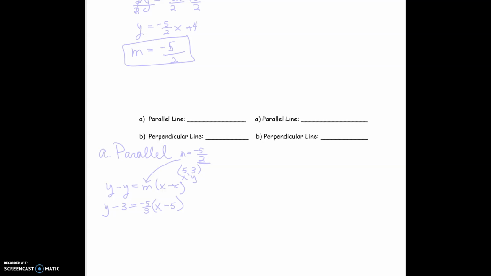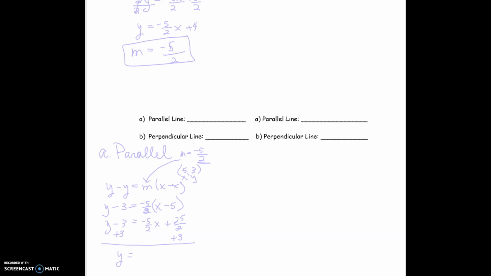Oh, you guys, I'm so sorry. This is supposed to be a 2, 5/2. So I'm going to distribute the 5/2. y minus 3 equals negative 5/2 x plus, what you guys can do is plug that in your calculator. Negative 5/2 times a negative 5 is going to give you 25/2. Now you're going to add 3. Once again, you're going to use your calculators.